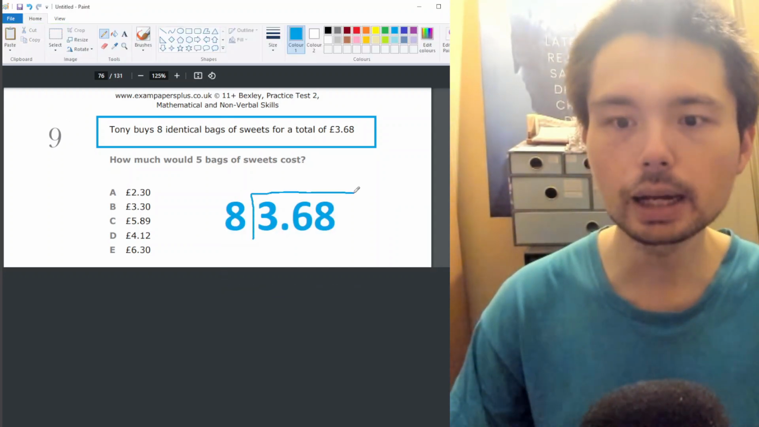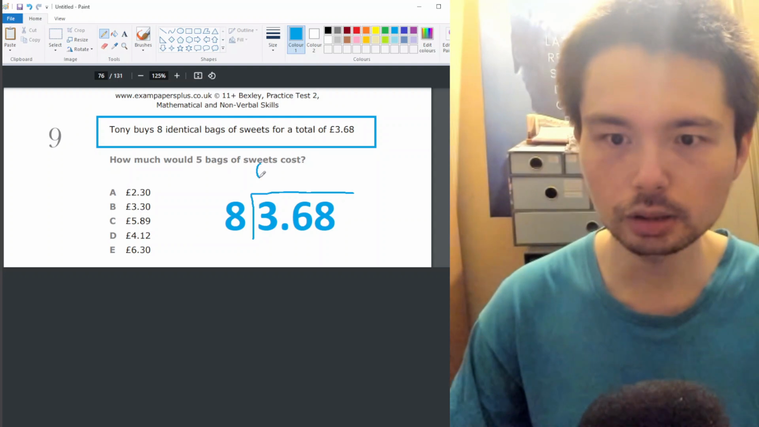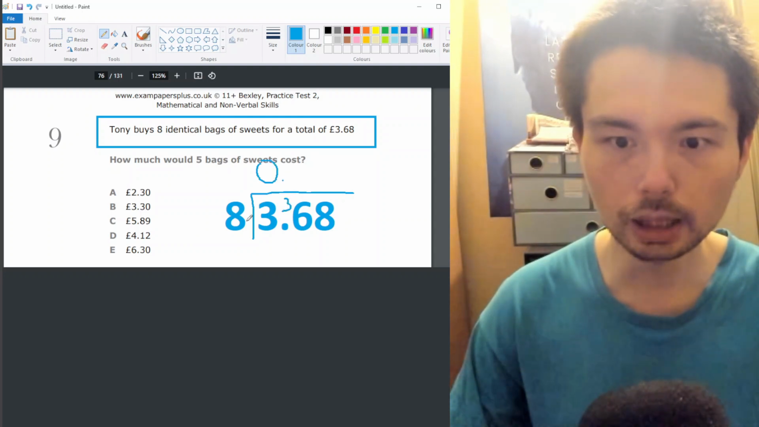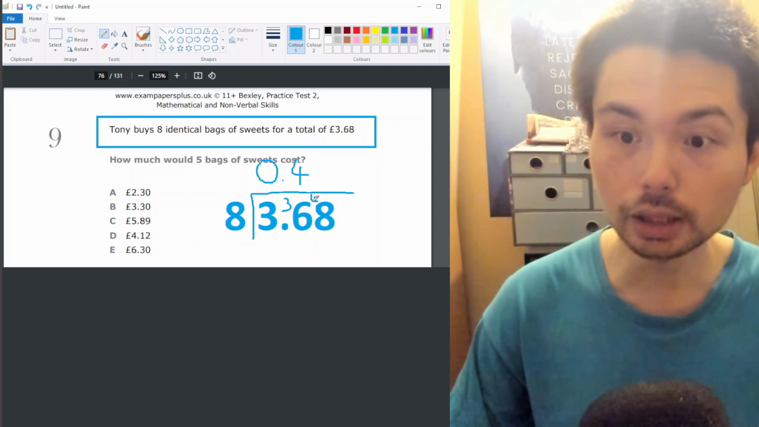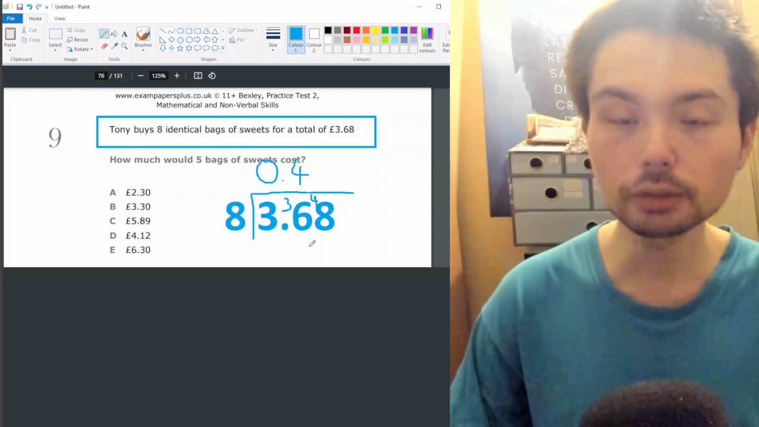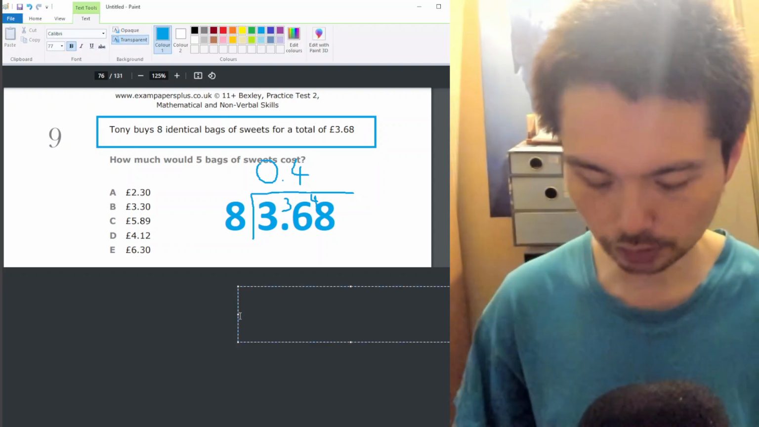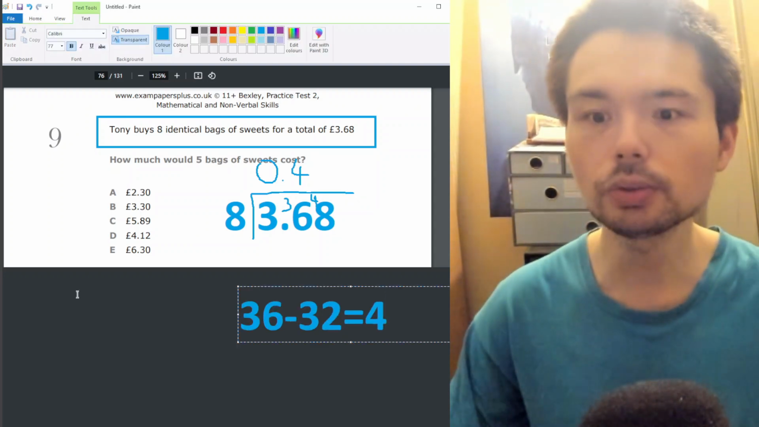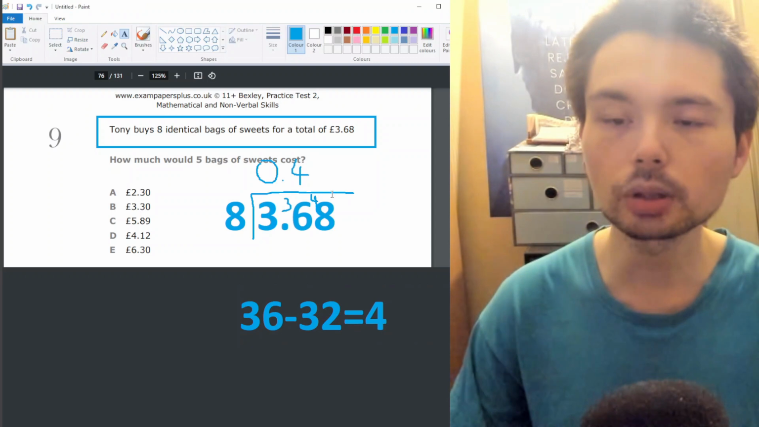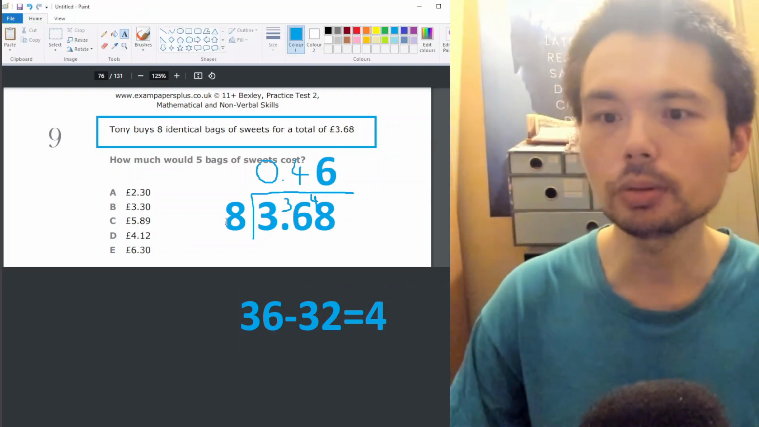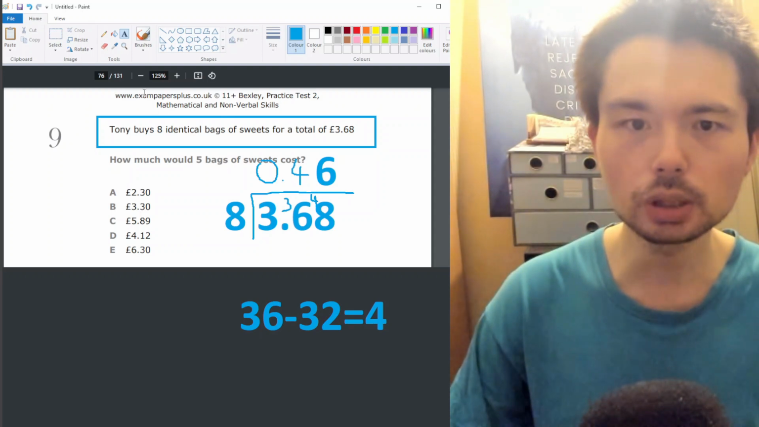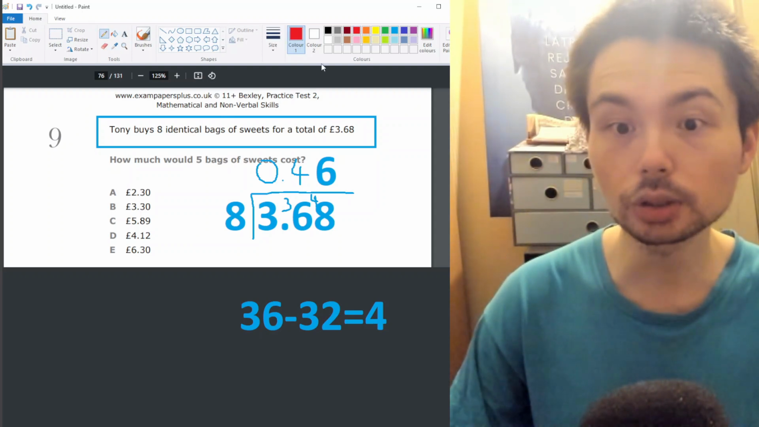8 into 3, 0, remainder 3. Next bit, how many 8s go into 36? It's 4. Remainder what? 4. Because 4 times 8 is 32, and then 36 minus 32 is 4. So let's put that. And how many 8s go into 48? 6. So what are we saying? Tony, one bag will cost 46p, and now really they're just asking for 5 bags.